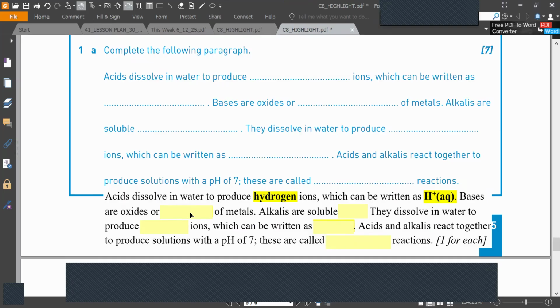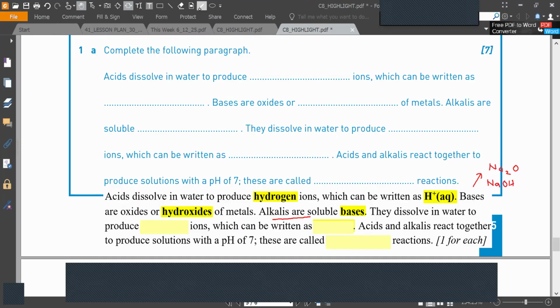Bases are oxides or hydroxides of metals. When we talk about bases, we're talking about metal oxides, for example sodium oxide or sodium hydroxide. Alkalis are soluble. So what are alkalis? They are soluble bases.